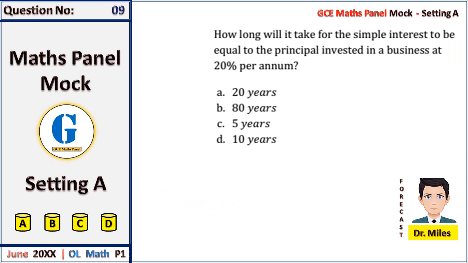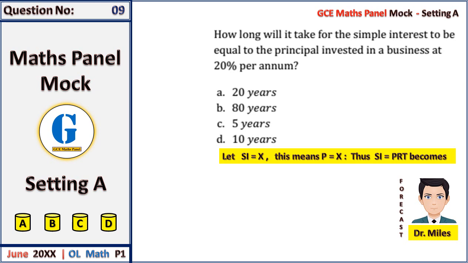How long will it take for the simple interest to be equal to the principal invested in a business at 20% per annum? Here we are required to look for the time taken for simple interest to be equal to the amount invested, which is the principal. So let the simple interest be x. This means that the principal will also be x. Thus, putting this in our formula, we will have principal, which is x, times rate times time, to be equal to x. And when we solve that, we will have the time to be 5 years.